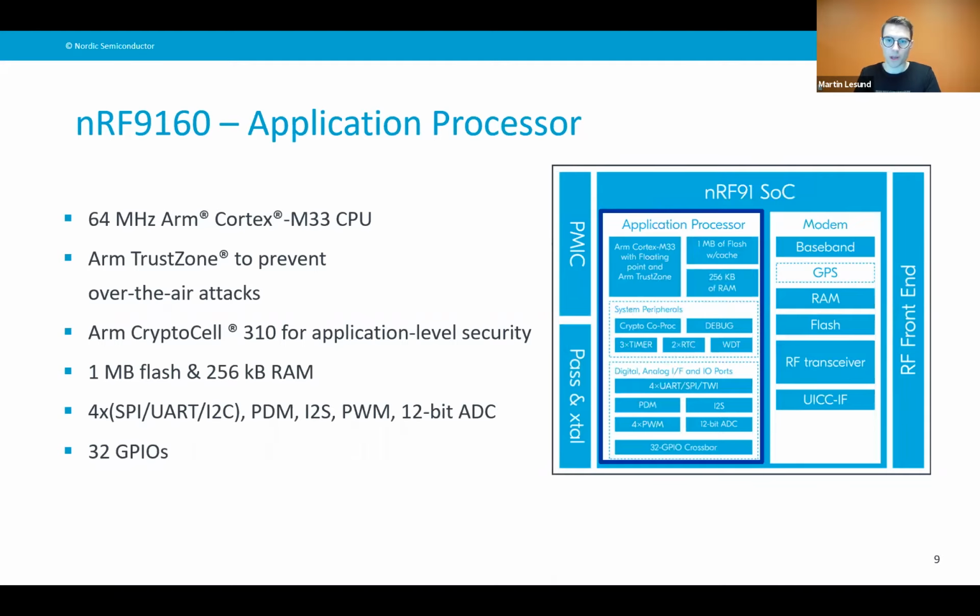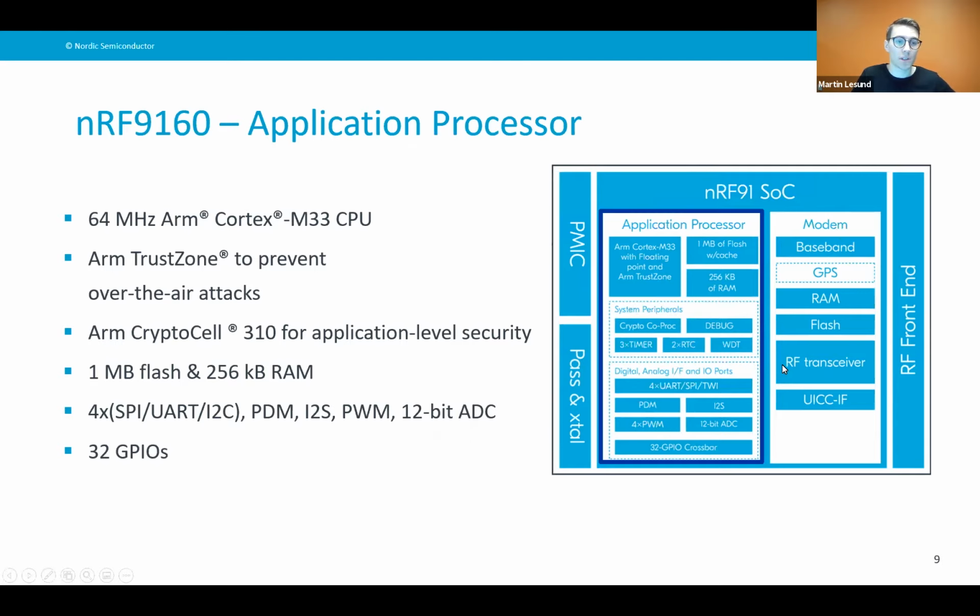So now, here we have a nice diagram of our 9160 system in package. And this is just to showcase what's inside of the system in package. So you can see that we have a separate application processor and also a separate modem side. So that's one of the benefits with this device. And you also have this power management IC, which handles and optimizes all the power that's going in the system package. It'll have also the RF front end and all the passives and crystals inside this device that's needed.